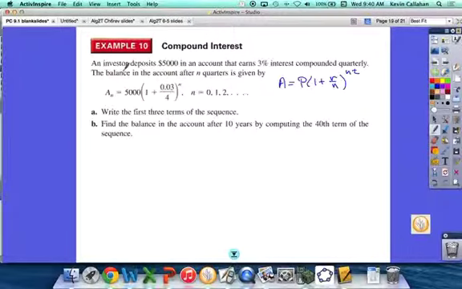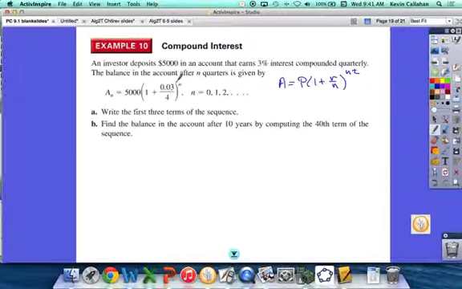They said quarterly, so there's the 4 for the n, but they don't have nt in the exponent. Remember, n was the number of compoundings per year, but in this formula, it was multiplied by the number of years. So what was nt? The total number of compoundings. And they just redefined n to be the total number of compoundings.